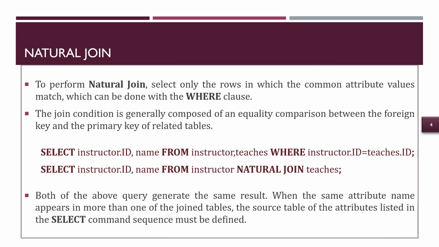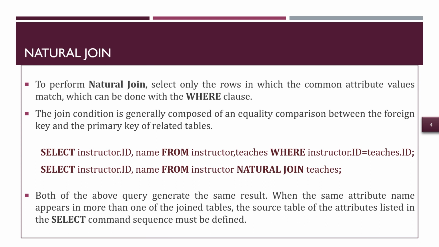Now let us look at an example. Select instructor.id comma name from instructor comma teachers where instructor.id is equal to teachers.id. So in the where clause, we are checking whether the common attribute values match or not. So we are performing the natural join operation between the tables instructor and teachers, which have the common attribute id. If these two ids match, then the instructor id with the name will be displayed.